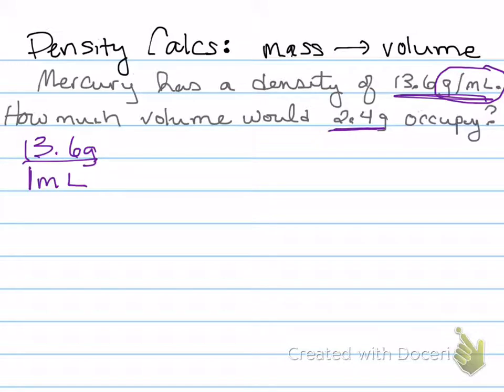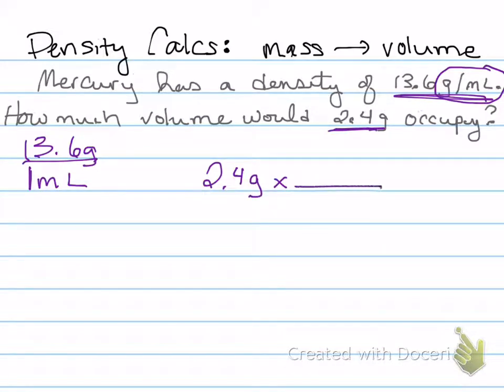Okay. The other piece of information that we have here is the original mass of mercury in our sample. So that one is not a ratio of two different units. So that's our starting information as opposed to our conversion factor. Okay, so the conversion factor is always the ratio.